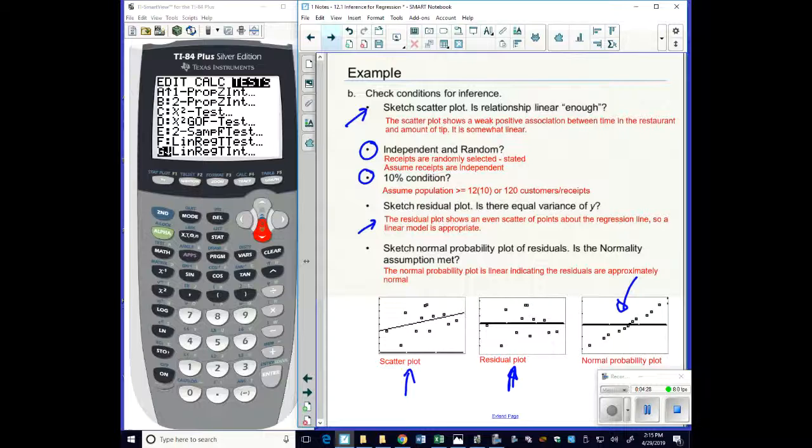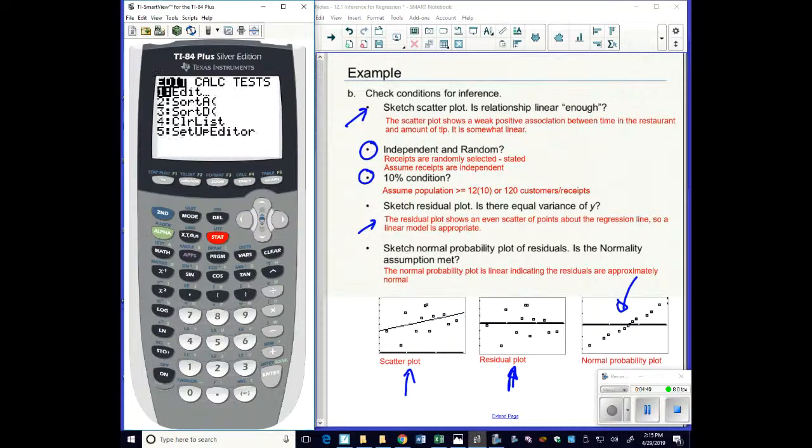The last thing you want to check is our normal condition. Remember before, when we were dealing with means, our normal condition just had to do with our sample size. And when we were dealing with proportions and counts, we were looking at expected counts of successes. Well, we have a different situation now. What we need to make sure is normal is our residuals. So let me go through how to construct each one of these plots.